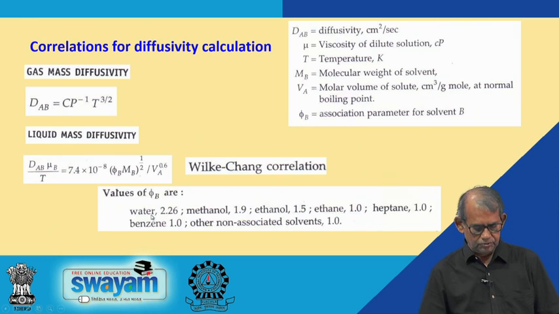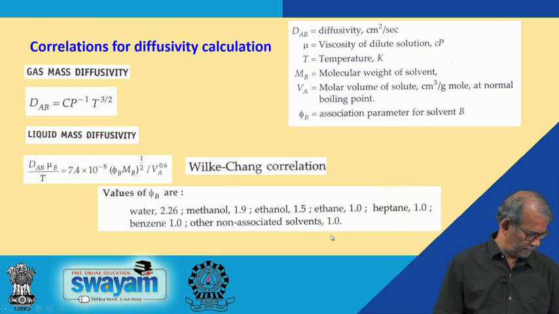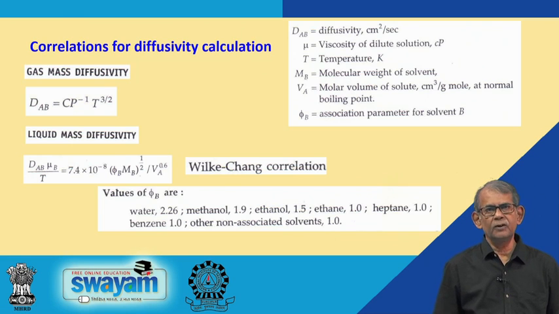some values are also provided here, like water it is 2.26, methanol it is 1.9, ethanol 1.5, ethane 1.0, heptane 1.0, benzene 1.0, and other non-associated solvents it is 1.0. So, these values are required to calculate DAB from the Wilke-Chang correlation.